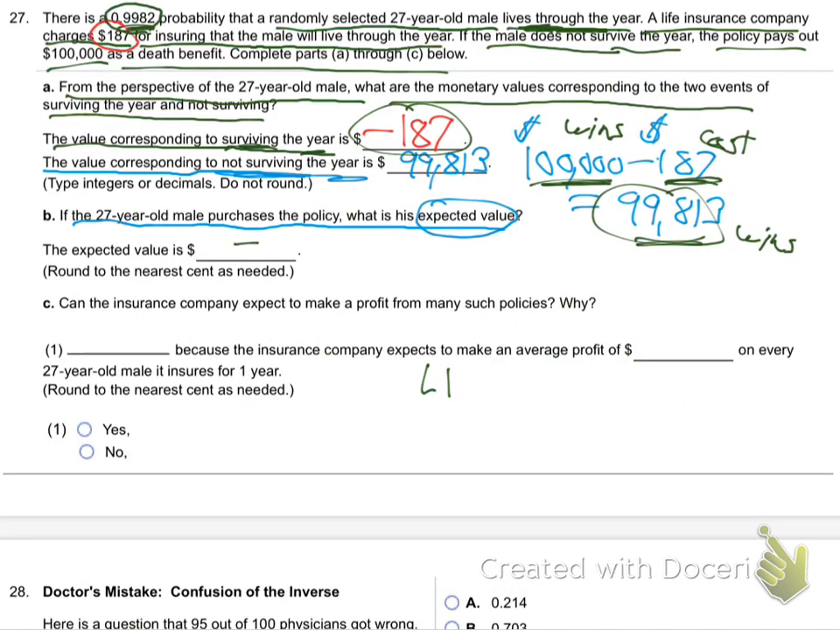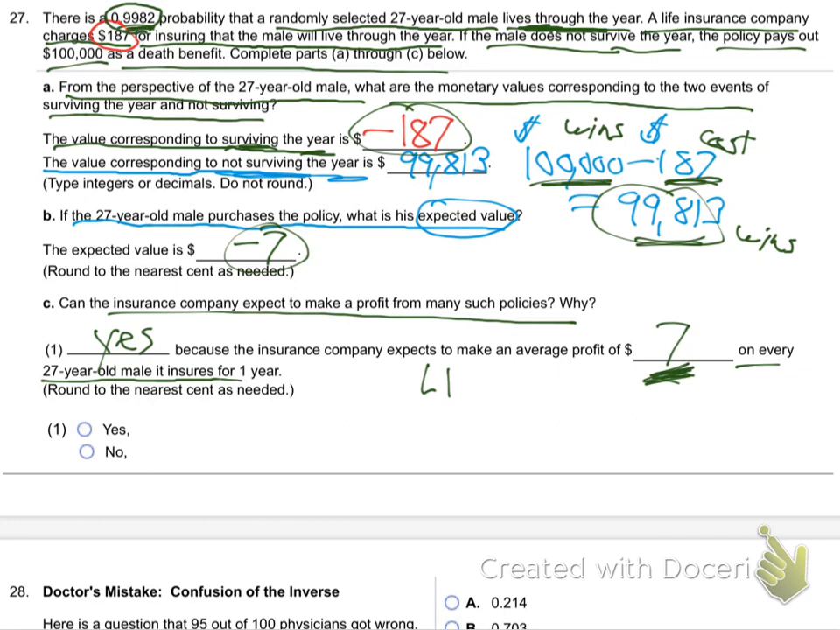So expected value, -7. Can the insurance company expect to make a profit? Yes, because the insurance company expects to make an average positive amount. If the person is going to lose $7, that means the insurance company expects that on average they're going to make $7 on every 27-year-old it insures for 1 year. Every policy it sells to a 27-year-old, it's going to make an average of $7.